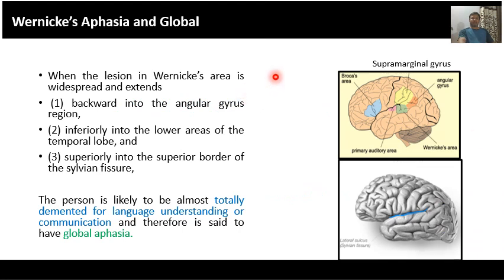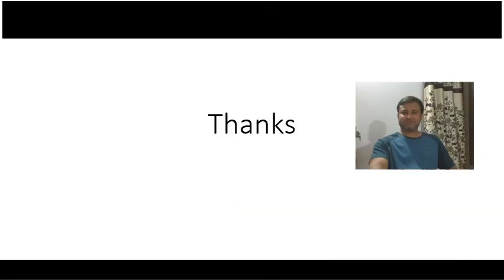Next, after Wernicke's aphasia, is global aphasia. So what is global aphasia? When the lesion occurs in the Wernicke's area and expands to different areas, like the angular gyrus, the temporal region, or the cingulate gyrus, so when the damage extends to these three areas, then the person is totally demented for language understanding or communication, and it is called global aphasia. So in global aphasia, people cannot understand and cannot explain anything. Thank you.